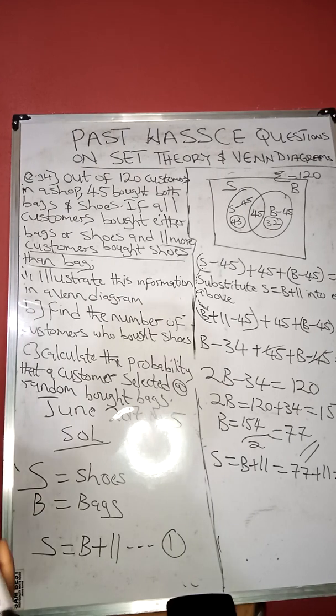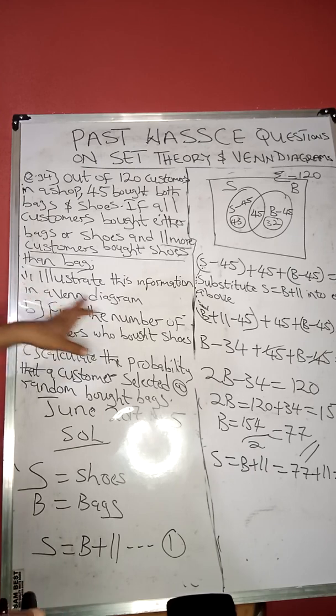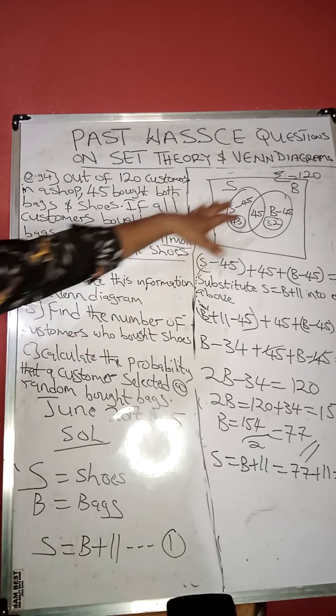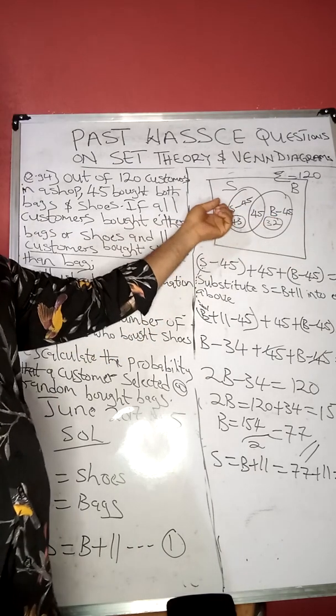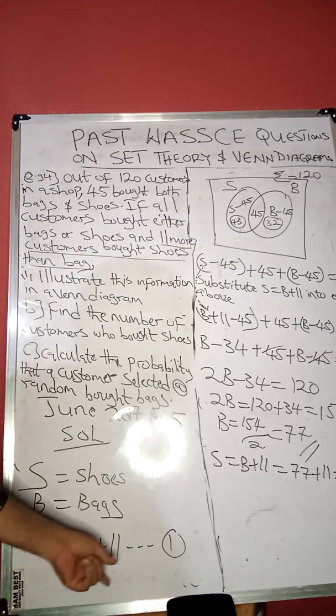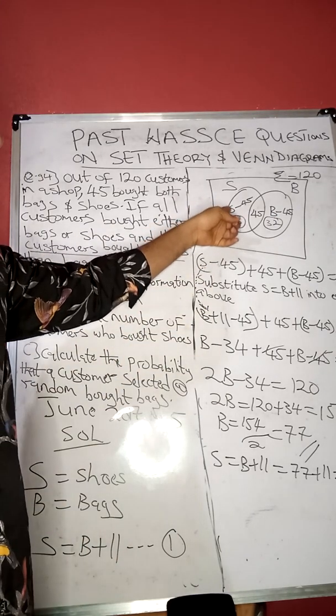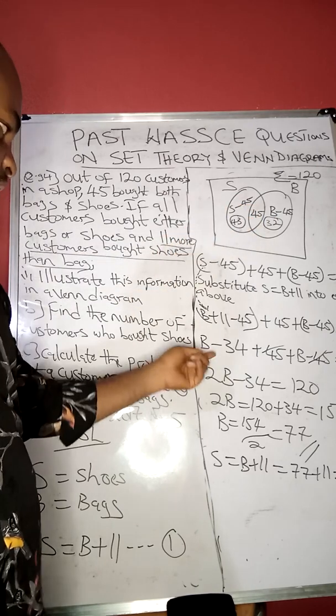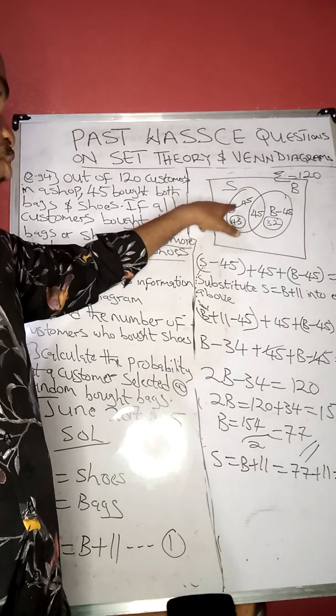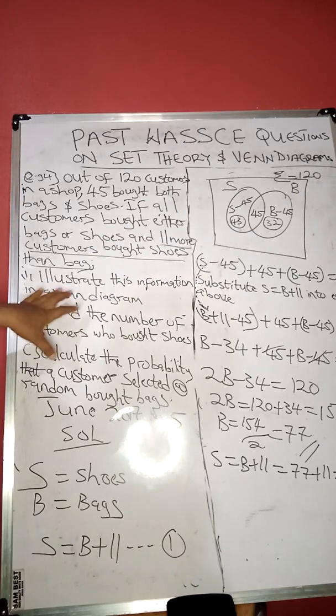Now, what do we do next? We come to our question. The question, we've done this first part which says illustrate this information in a Venn diagram, which is what we did here. Now in place of S, you can put B plus 11, so that here becomes B plus 11 minus 45, which gave us B minus 34. So here we'll be showing B minus 34. That's for this first part.